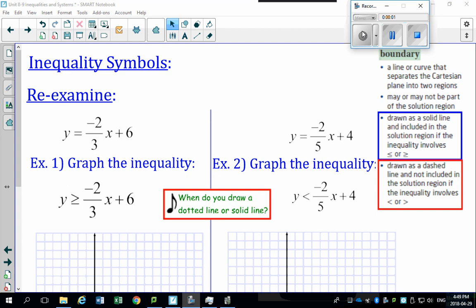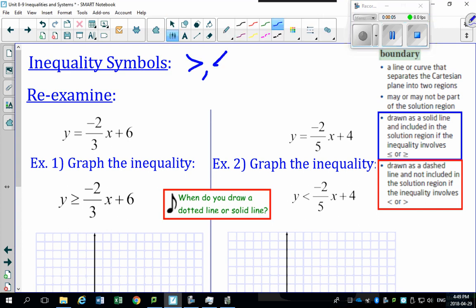Okay, let's take this to the next level. Check this out. Inequality symbols. We know what they are. This one, this one, this one with an equal sign, this one with an equal sign. And what we're going to do is plot the lines onto the graph, but they're going to end up forming something called a boundary.